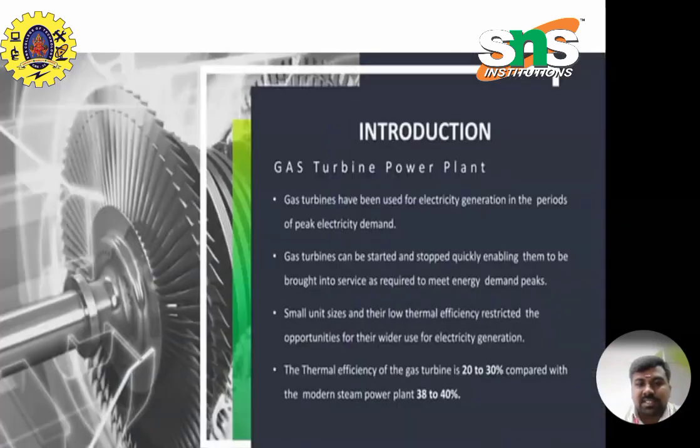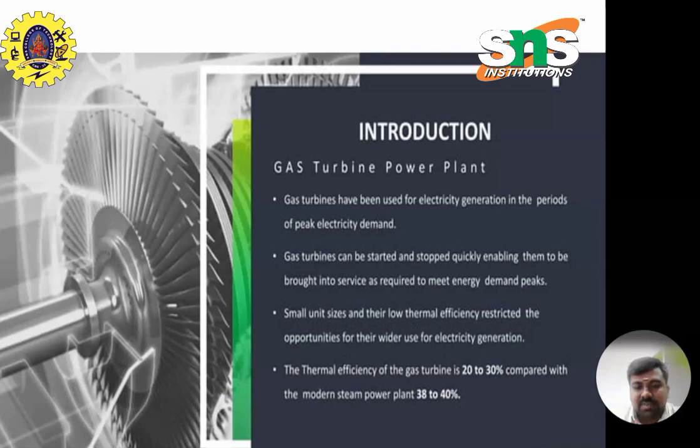Gas turbines have been used for electricity generation in periods of peak electricity demand. Gas turbines can be started and stopped quickly, enabling them to be brought into service as required to meet the energy demand peaks. Small unit sizes and their low thermal efficiency restricted the opportunities for their wider use in electricity generation.